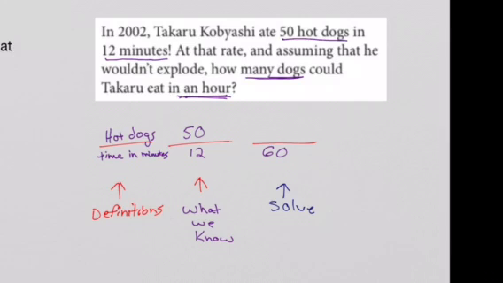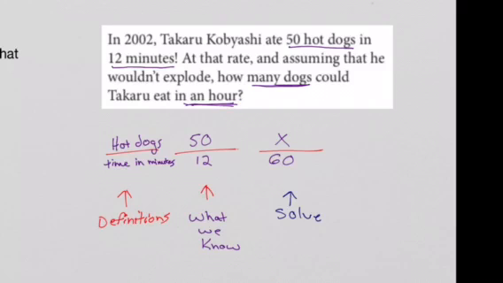And of course, we want to find out how many dogs, so we will put our variable up on top. So now all we have to do is cross multiply, and this proportion will give us an equation. So 12 times x is 12x. And what does that equal? That equals 50 times 60. So we come over and we do 50 times 60.